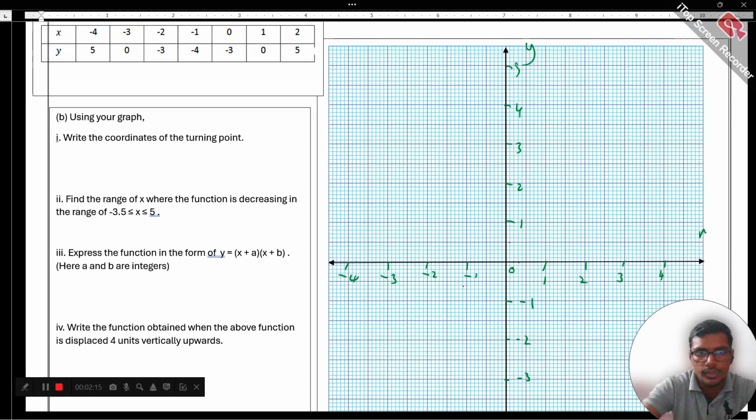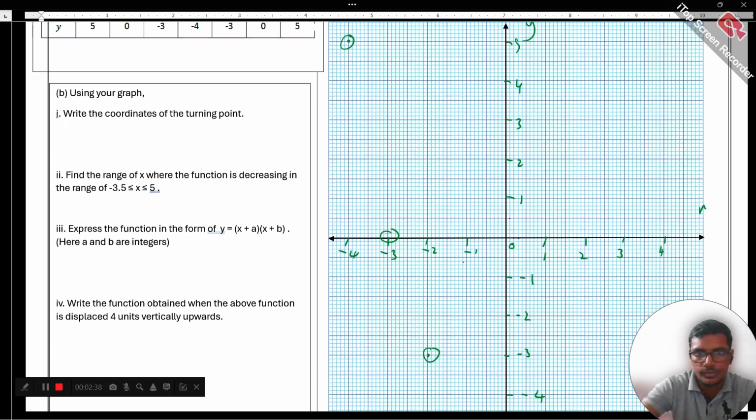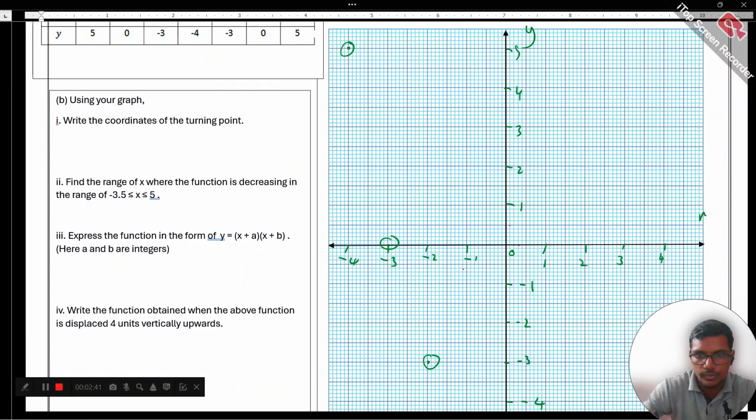So we'll draw the graph. When x equals -4, y value is 5. Point should be here. When x equals -3, y is 0. When x equals -2, y is -3. When x equals -1, y is -4. When x equals 0, y is -3. When x equals +1, y is 0. When x equals +2, y is 5.